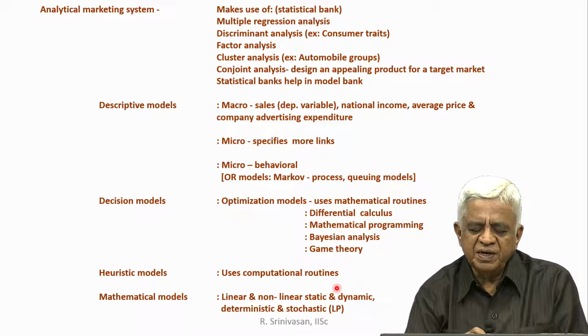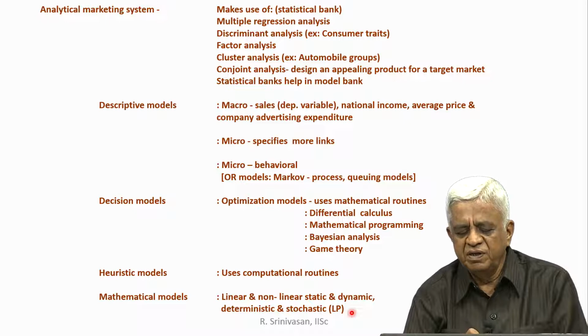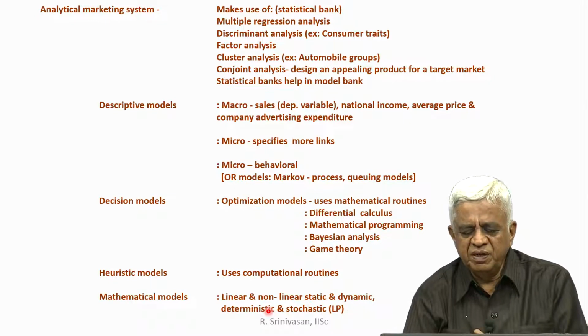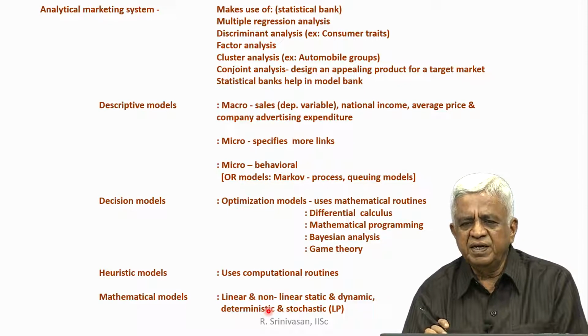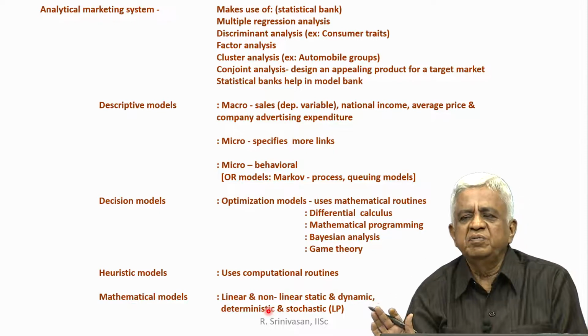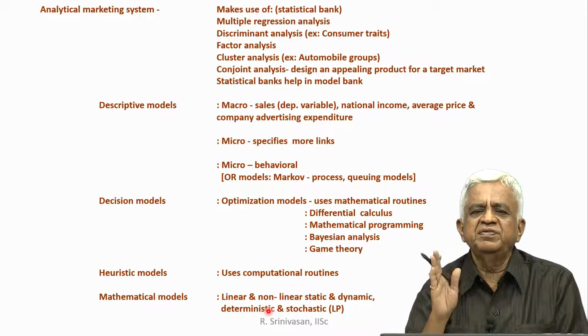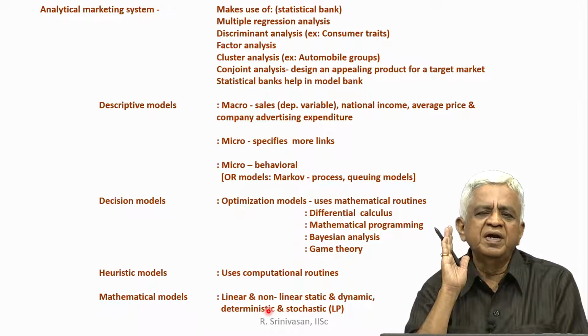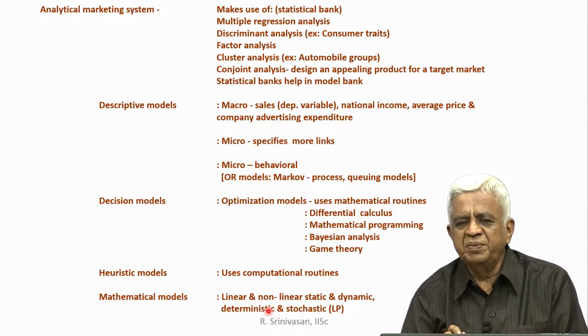Then you may look at a deterministic model or a stochastic model. What is a deterministic model? You are making use of the different attributes of the product to determine exactly how much the dependent variable is going to influence. So, it is a deterministic probability. What is a stochastic probability?